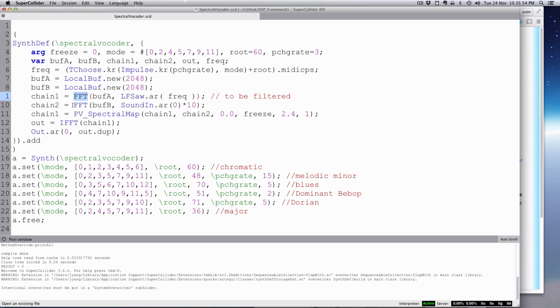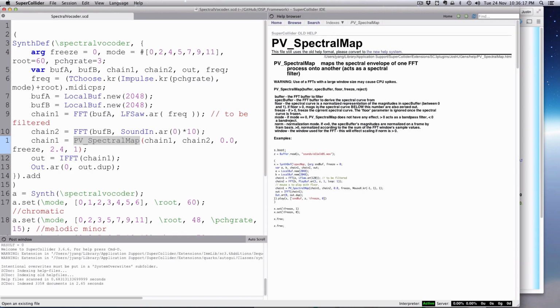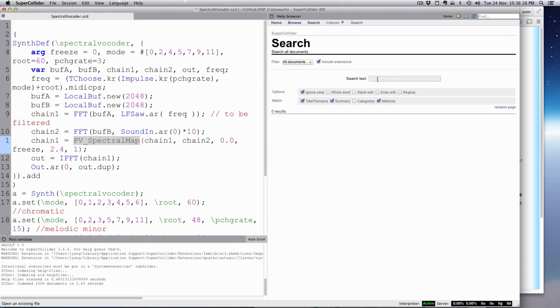All right, and then we also take another FFT of, in this case, the sound in. And so we convert both of our sounds from time domain to frequency domain. And then we run some kind of function on it in the frequency domain. So if we do that, we can see this maps the spectral envelope of one process onto another. And like I said, there's loads of these really nice PV objects. I think if we just do a search for PV.